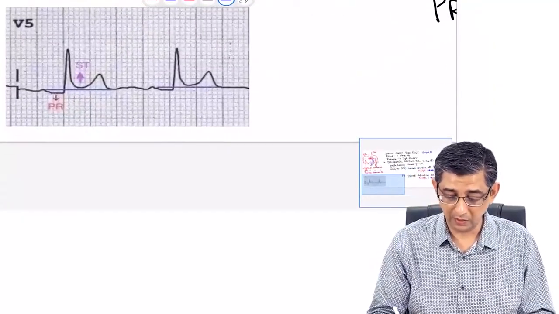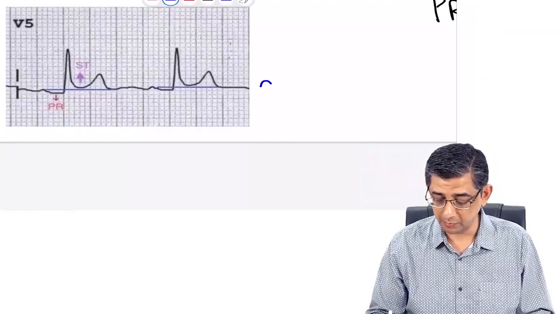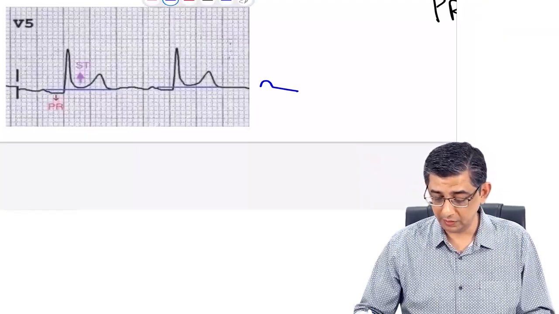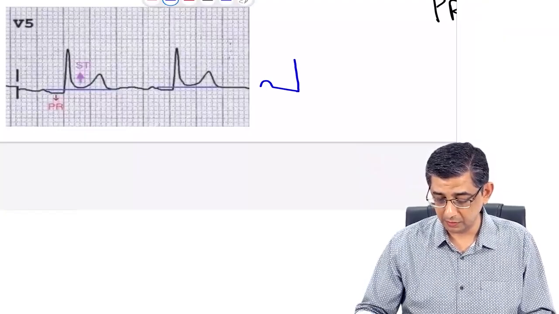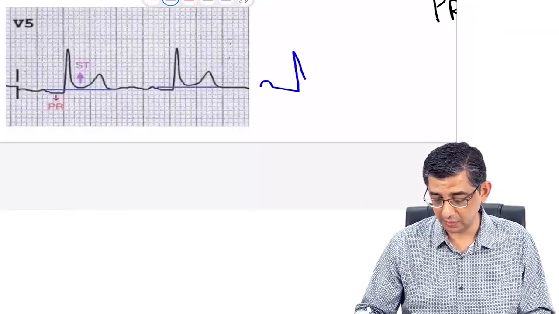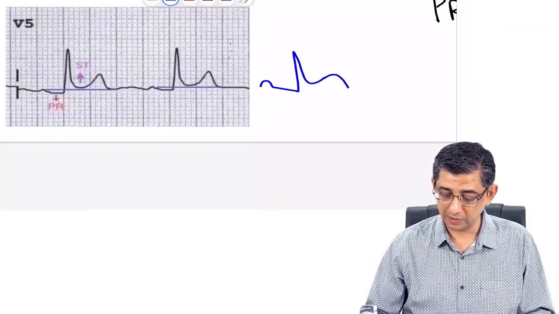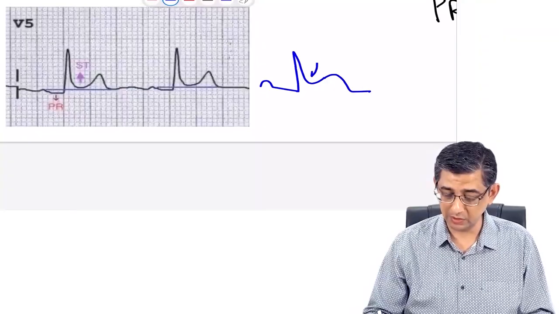You will notice while I'm hand drawing it that after P I'm showing a slight PR segment depression, and then you are noticing the presence of an R wave, and while the R wave is coming down, that is where I've highlighted a concavity which is present, followed by a T wave present here. So you can definitely notice a concavity in this case.